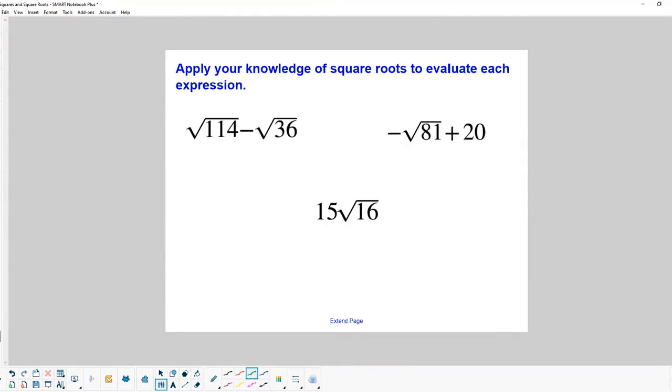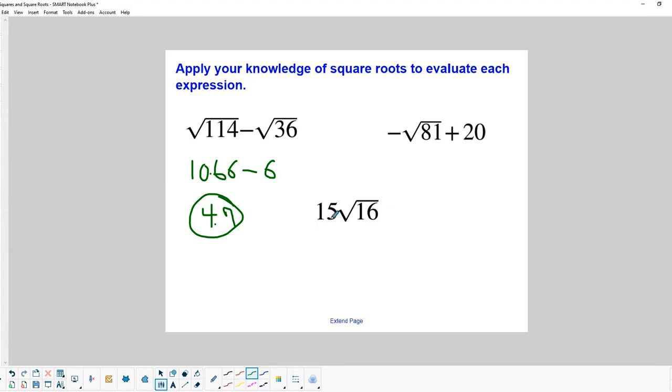All right, just a couple more problems. And look at them this way. So this one, we've got the square root of 114. So let's do it, 114 square root. That would give me 10.66 minus the square root of 36, which is 6. So 10.66 minus 6 is 4.7 if we round it to the nearest tenth.